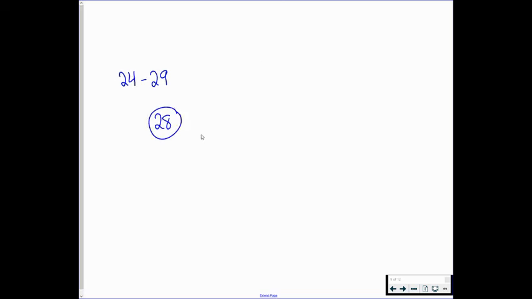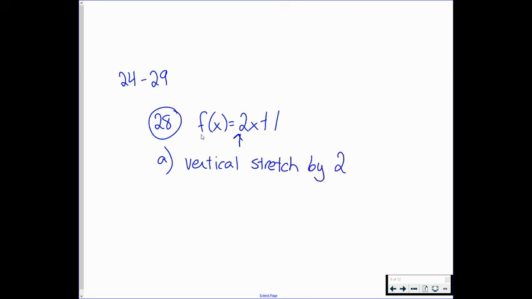On question 28, the function we're given is f of x equals 2x plus 1. The 2 in the front, because it's in front of the x, tells us to vertically stretch the graph by a factor of 2. Because the 2 is bigger than 1, that's why we stretched it. This is going to make the graph narrow. The plus 1 tells us to move the graph up 1 unit.